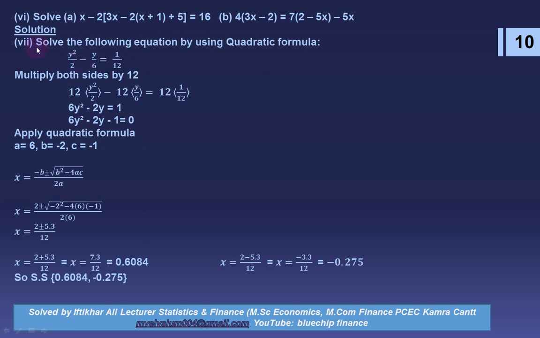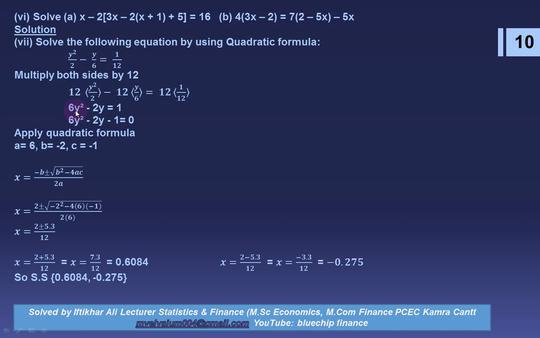So, okay, we now move to the 7th question: y squared over 2 minus y by 6 equals 1 by 12. Simply multiply both sides by 12. We want to eliminate the divisions, so we multiply all the elements of this equation by 12. So 2 multiplied by 6 equals 12, and 6 multiplied by 2 equals 12, and the 12 cancels out.